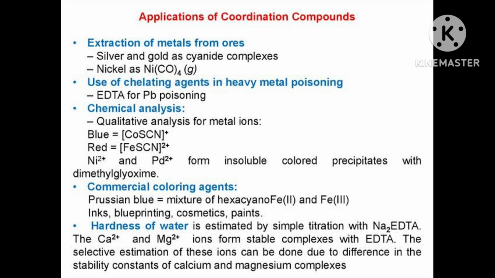Examples are cisplatin. Cisplatin is the example. Cisplatin and its related compounds are used to inhibit the growth of tumors; they will stop or decrease the growth of tumors. Means in cancer treatment, cisplatin is used.